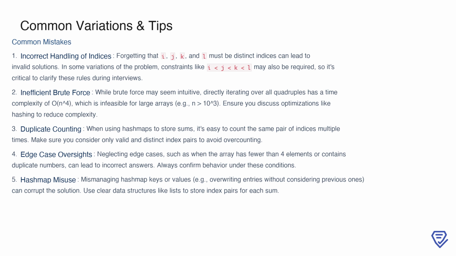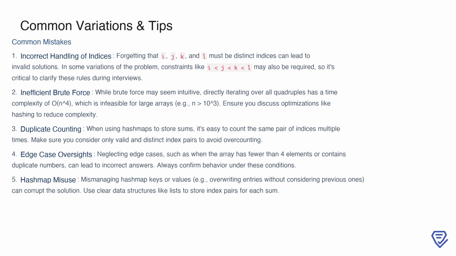Another pitfall is relying on a brute force approach, which involves iterating over all possible quadruples. While straightforward, this results in a time complexity of O(n^4), which is impractical for large arrays. Instead, you should focus on optimization techniques, such as using hash maps to store pair sums. Additionally, care must be taken to avoid duplicate counting. For example, if you're storing sums in a hash map, it's easy to mistakenly count the same pair of indices multiple times. To prevent this, ensure that you're only considering valid, distinct index combinations.